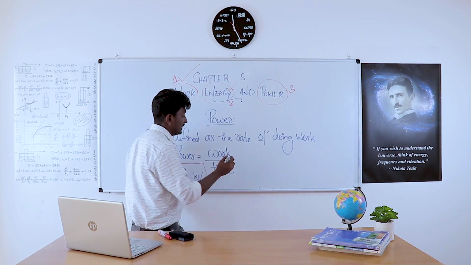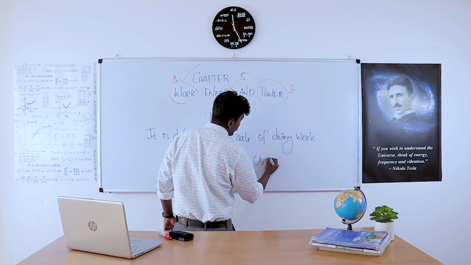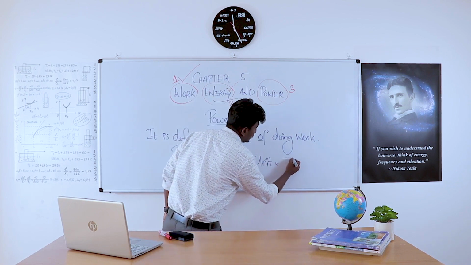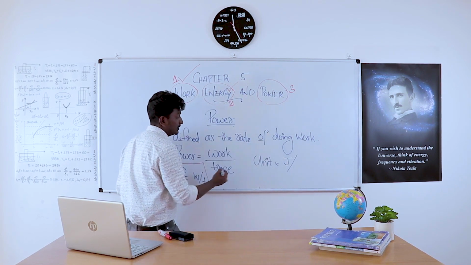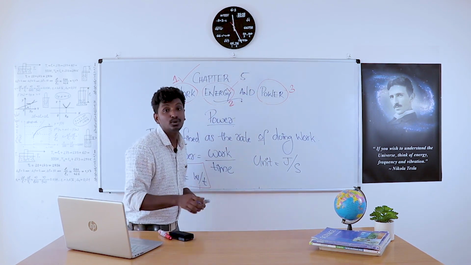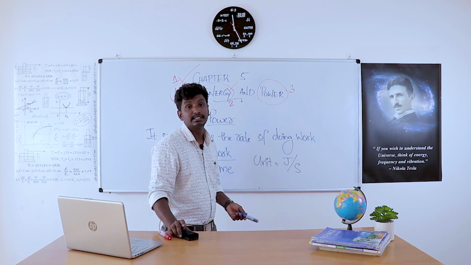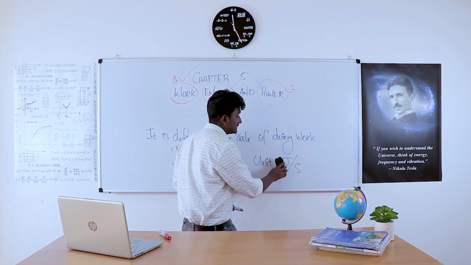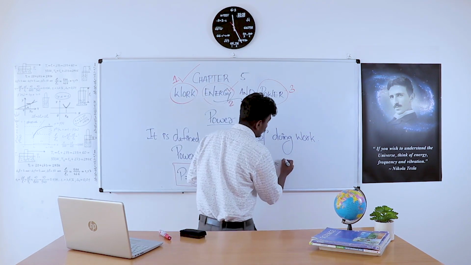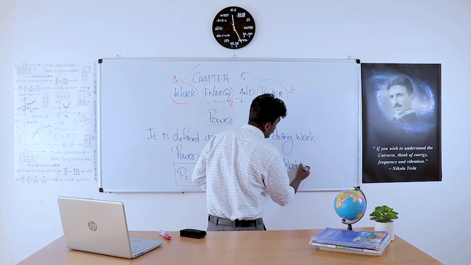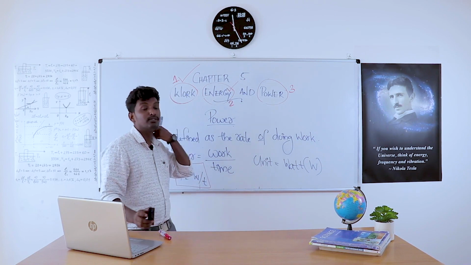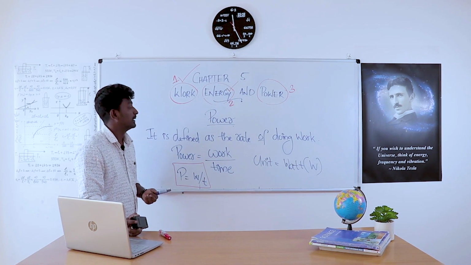From the equation, we can find the unit of power. In the numerator we have work, and the unit of work is joule, divided by the unit of time, which is second. Then the unit of power can be written as joule per second. But in the SI system, the international unit of power is watt, represented by the letter W.